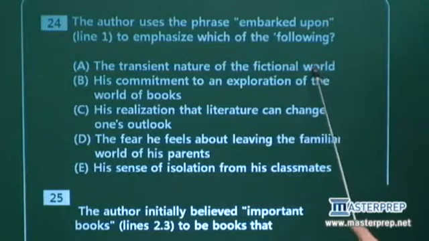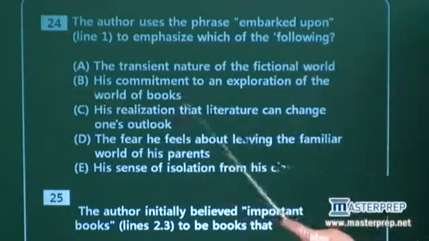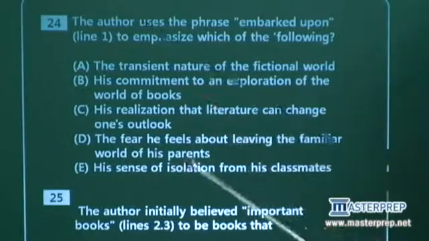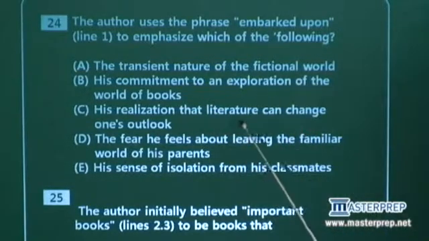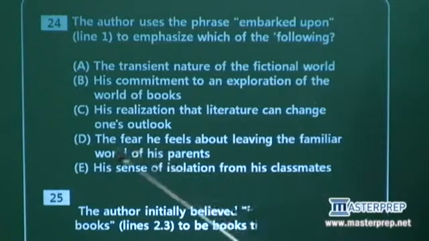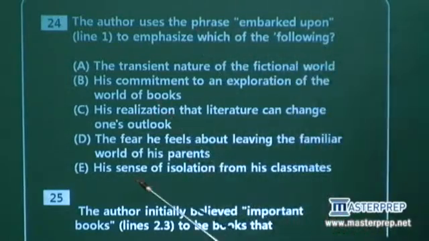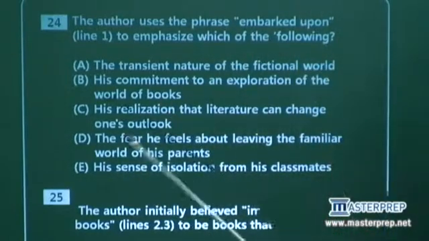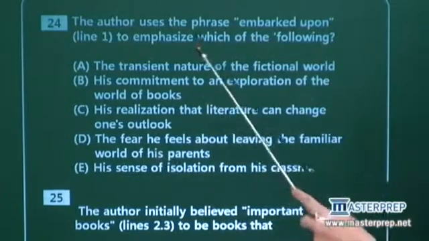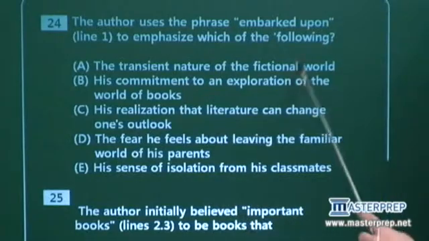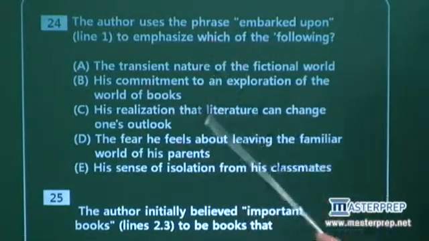So the fictional world could be what? The world of books, which is also mentioned in B. We talk about literature in C, which is more like a specific kind of book, so maybe not. Here we have nothing about books, the world of his parents. Notice they bring up the world thing, but it's a world of parents. Did we see anything about parents? No. How about his sense of isolation from his classmates? Nothing about books. So we have references to books in A, B, and C. Okay? Now, the fictional world, world of books, I like A and B.